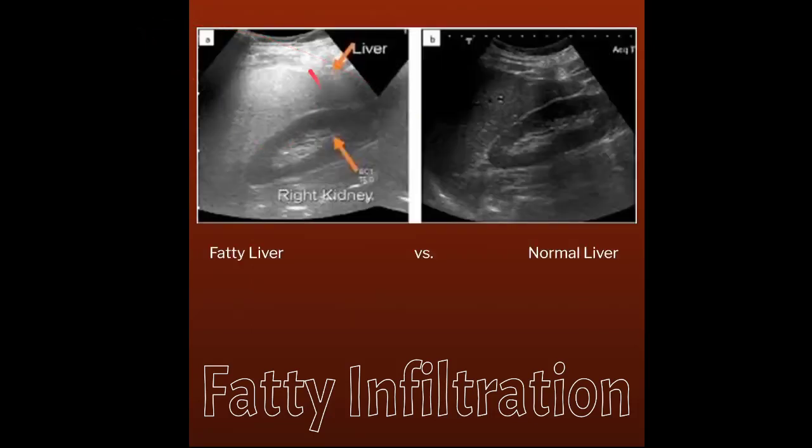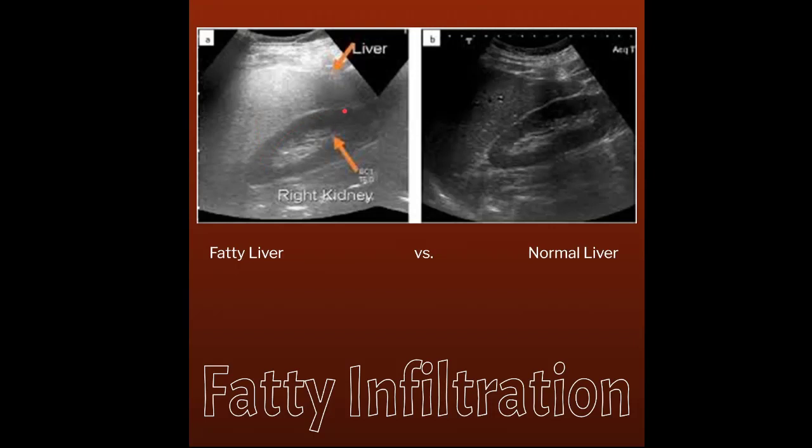Again, here is a very bright echogenic liver. Comparing that to the right kidney, this is a fatty liver. Compare that then to this normal liver on this side, we've got the liver parenchyma compared to the kidney. These are much more relative to one another compared to the fatty liver. So this is a very hallmark sign of fatty liver, seeing that very echogenic liver compared to the right kidney.